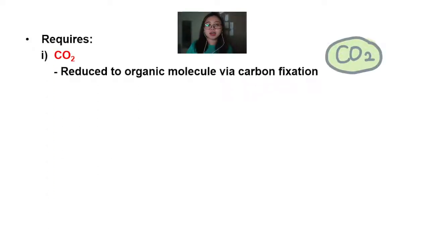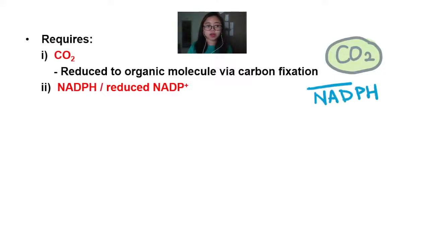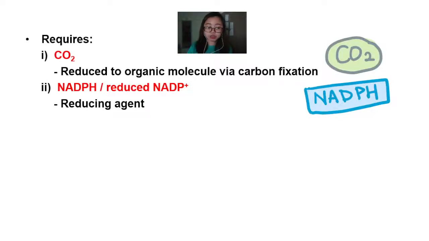If you don't need a light for light-independent reaction, what do you need? For light-independent reaction, we are going to require carbon dioxide. This carbon dioxide will be used to reduce to organic molecule via carbon fixation. We're going to need NADPH. This will be used as a reducing agent. We are going to need ATP.